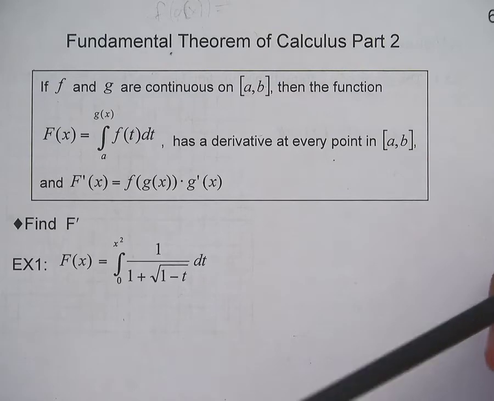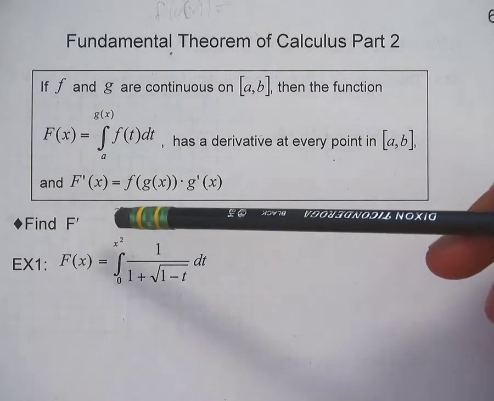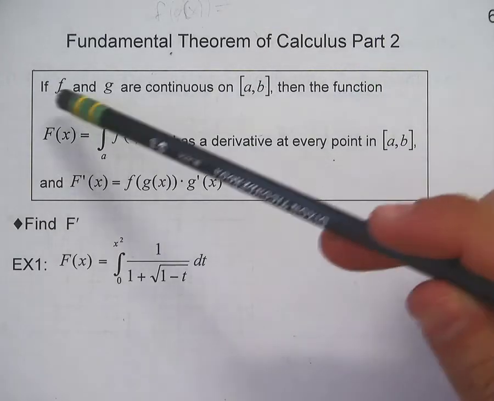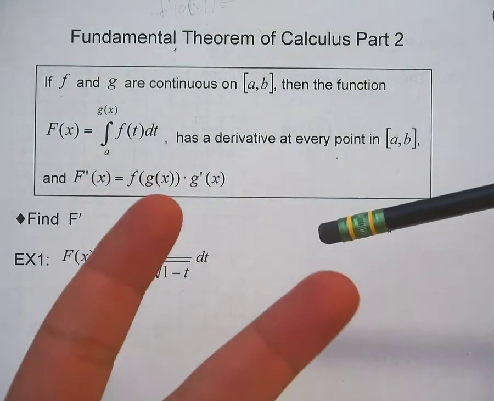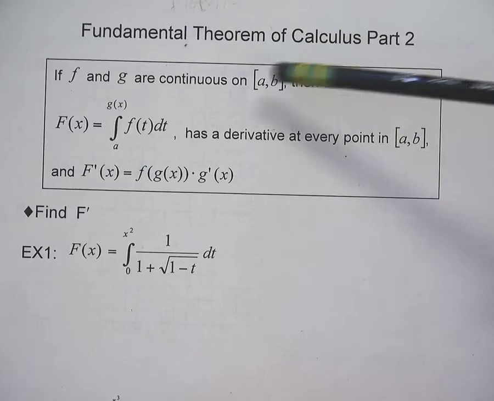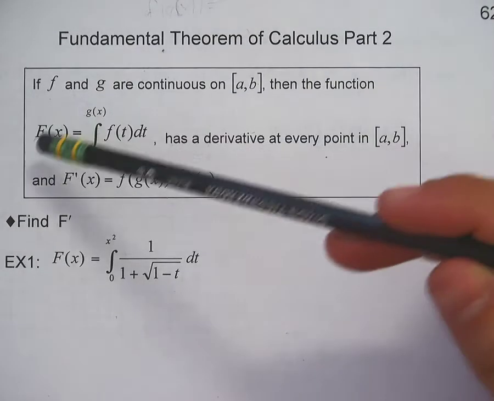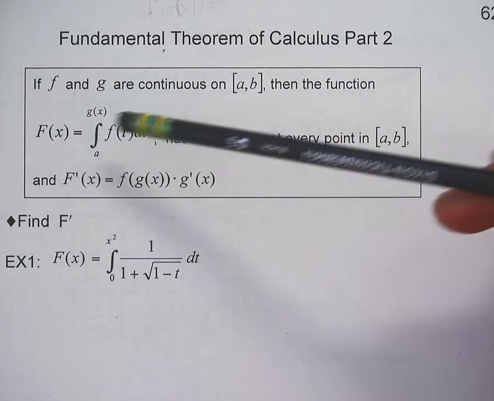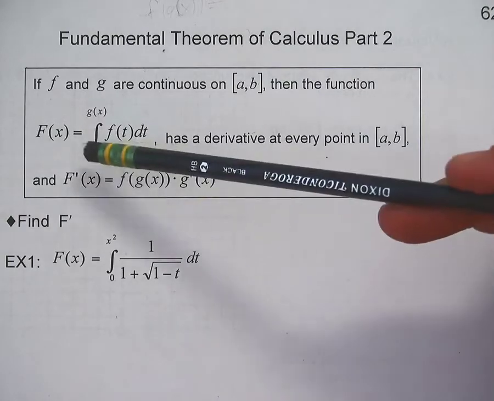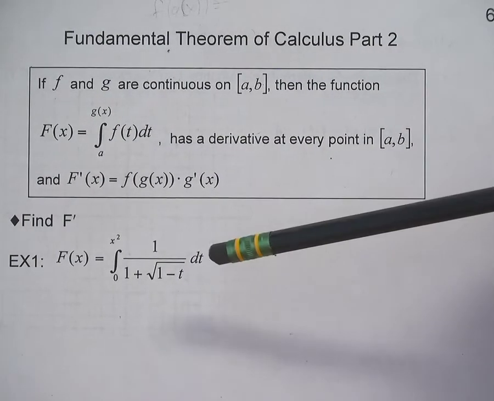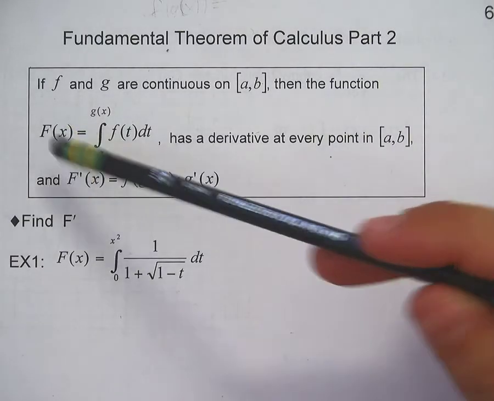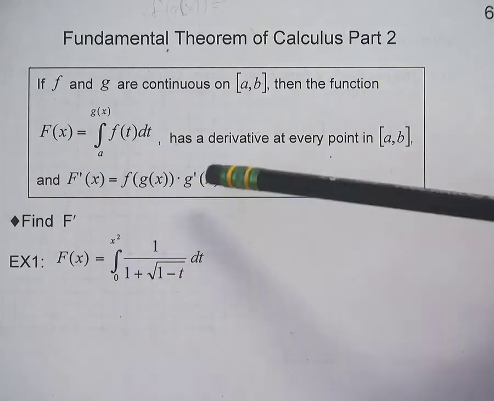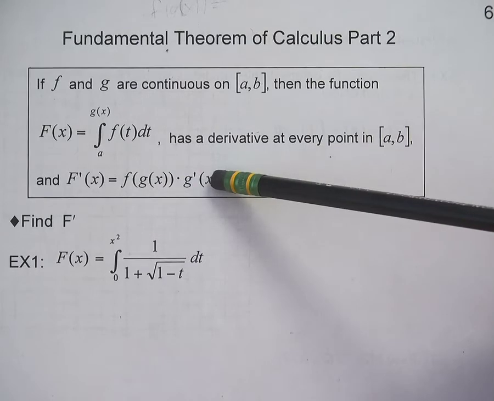examples down here. What this is saying is that this function that we're given, it says if f and g are continuous, you got two functions, f and g, on a to b, then the function capital F of x is the integral of f of t from a to g of x. And it has a derivative at every point, and the derivative of capital F is f of g of x times g prime of x.